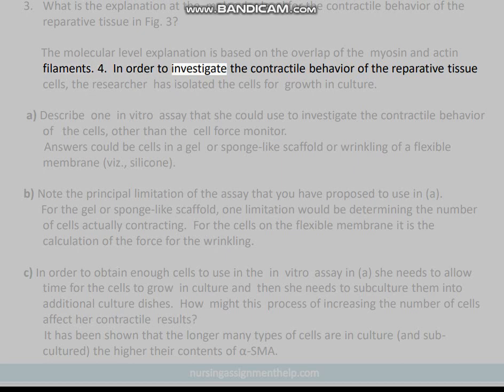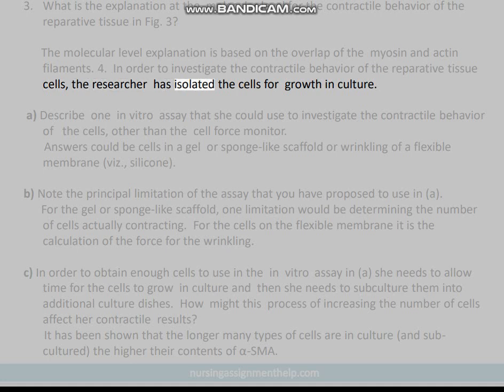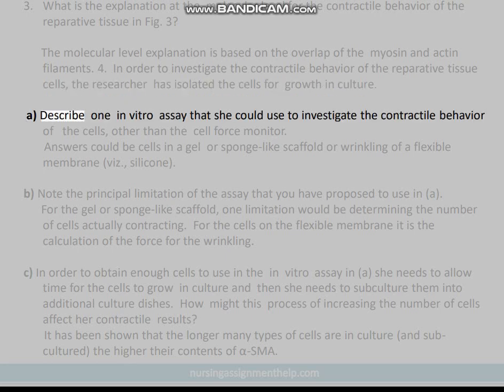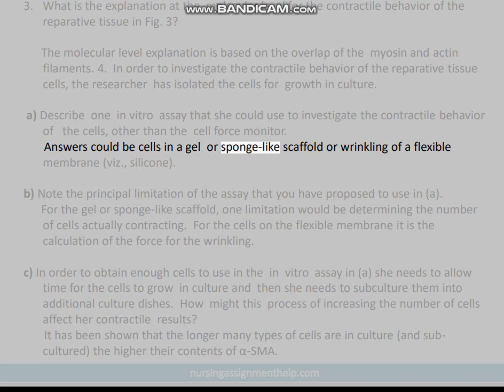4. In order to investigate the contractile behavior of the reparative tissue cells, the researcher has isolated the cells for growth in culture. A. Describe one in vitro assay that she could use to investigate the contractile behavior of the cells, other than the cell force monitor. Answers could be cells in a gel or sponge-like scaffold or wrinkling of a flexible membrane, viz. silicone.